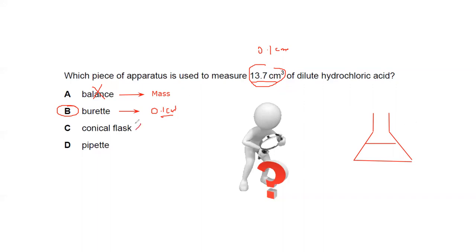And a pipette, why can it not be the pipette? Because it can only measure an accurate volume of 25 cm cube. That's why it cannot be the pipette. So B is the right answer for this.